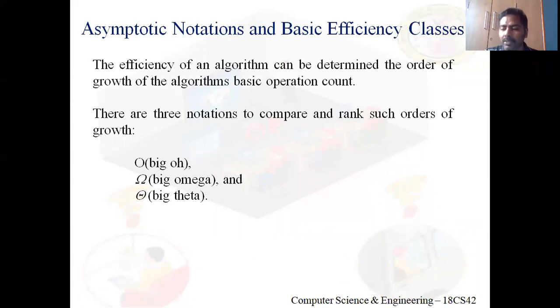Whether the order of growth is linear, quadratic, cubic, exponential, or factorial. Got it? I think it's very clear, right? So the efficiency of an algorithm is determined by the order of growth of the algorithm's basic operation count. I mean, when I double the size, by what amount the basic operation count is going to grow. So there are three notations: big O, big omega, and big theta. We will have a detailed discussion about these topics.